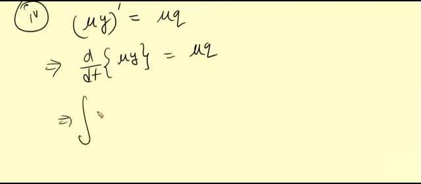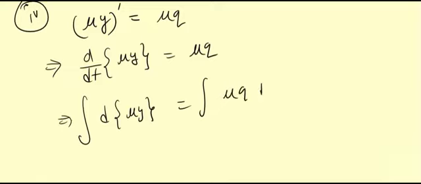So if you do the integration with respect to this t on both sides, here you will have this mu y, and here you will have mu q dt, right? Okay, and from the fundamental theorem of calculus, you can easily guess that this will be just mu y, and here there will be an integration, and obviously this integration will remain like this.